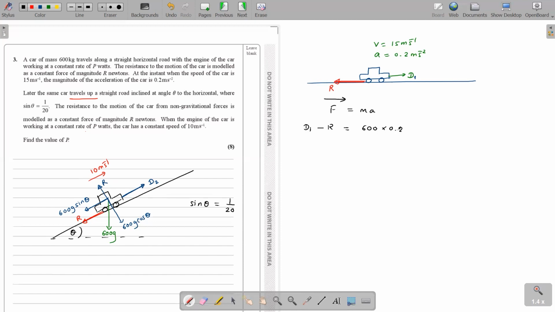Shall we input the value of D1? What do we know about the power? Power P is equal to driving force times velocity, so driving force is D1 times velocity 15. Do you agree with me? So D1 is P over 15. I'm going to replace D1 with P over 15, minus R equals 600 times 0.2, which is how much?